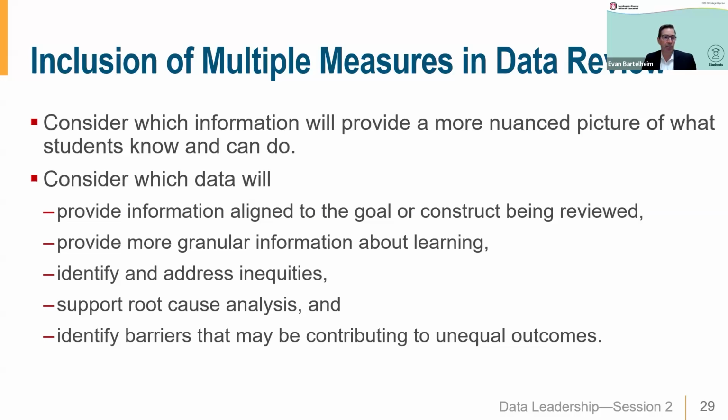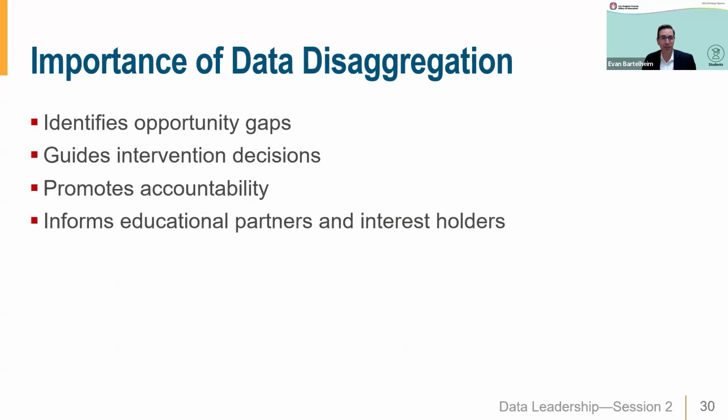Consider which data will provide the information aligned to the goal or construct being reviewed, provide more granular information about learning, identify and address inequities, and support root cause analysis, which is always the 5 whys, right? Keep asking why until you get back to the root cause for everything. And then identify barriers that may be contributing to the unequal outcomes. That's always the big thing. What is contributing to these unequal outcomes?